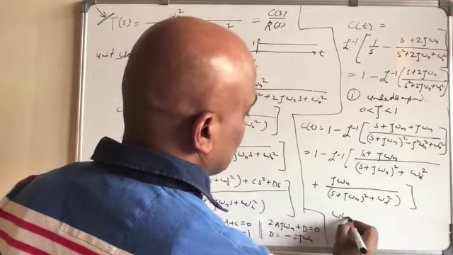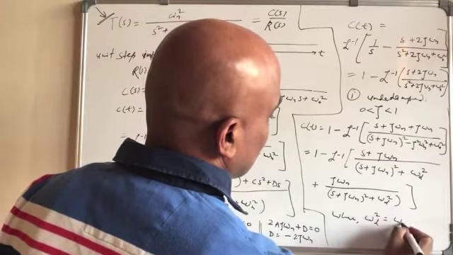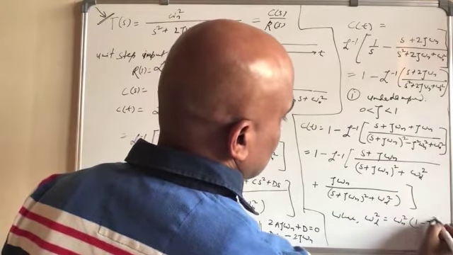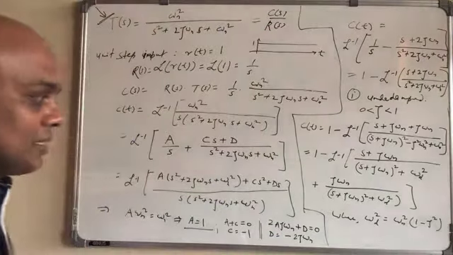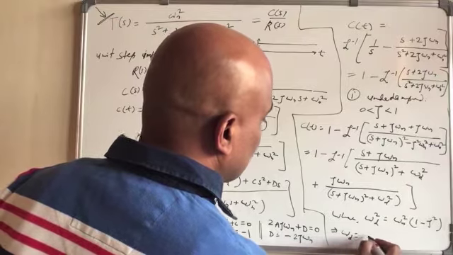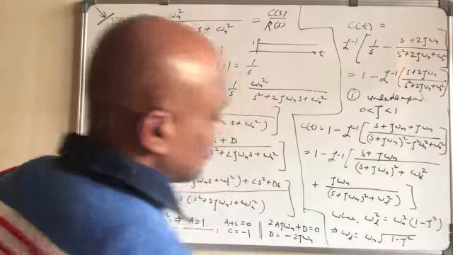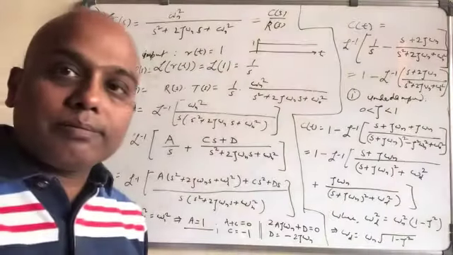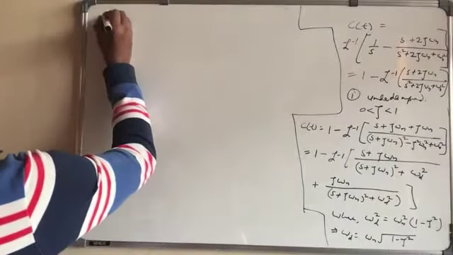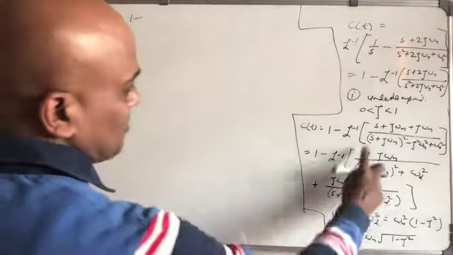where omega d square equal to omega n square (1 minus zeta square). So like this, yeah, or omega d equal to omega n multiplied by root of 1 minus zeta square. So like that. So next we can write C(t) equal to, we have 1 minus the first part.